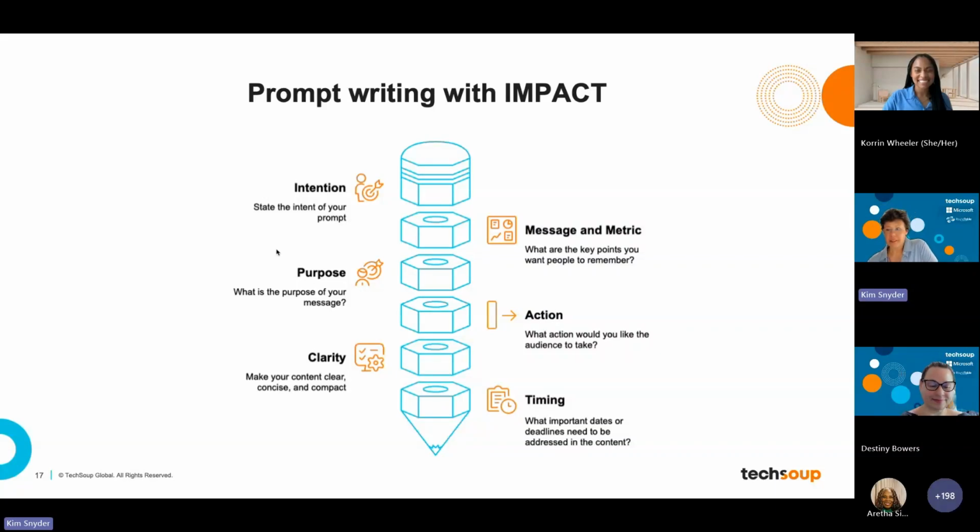Anyway, so what is the intention of the prompts? What is it you want? What's your overall purpose, right? Are there any kind of key highlights that you want to make sure are captured?